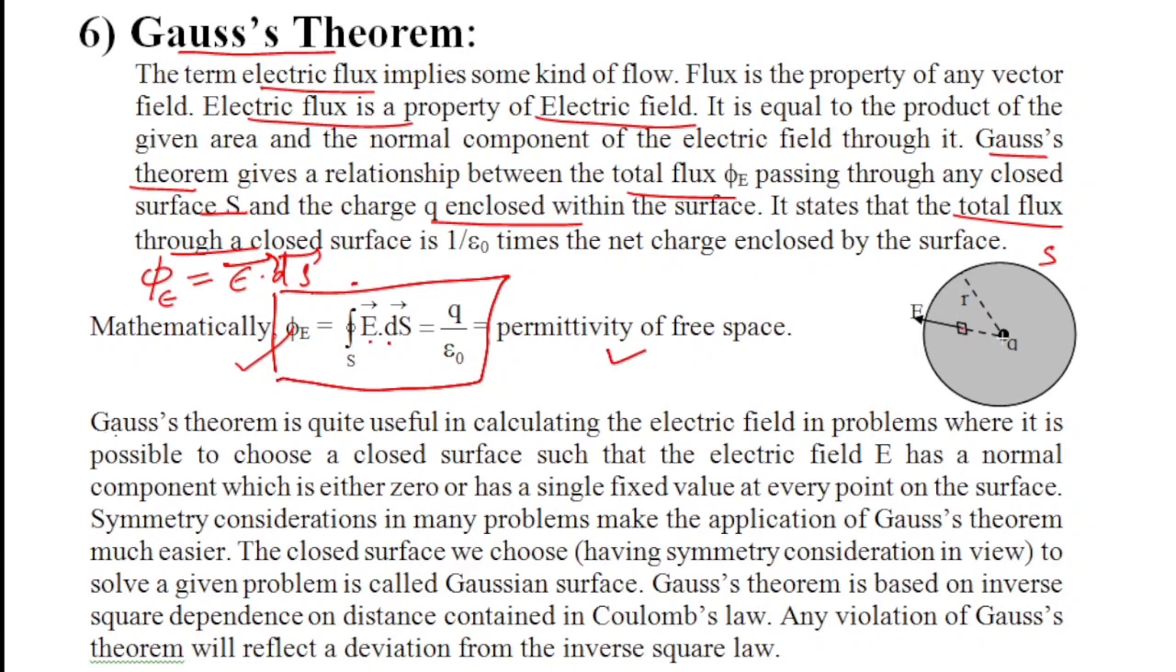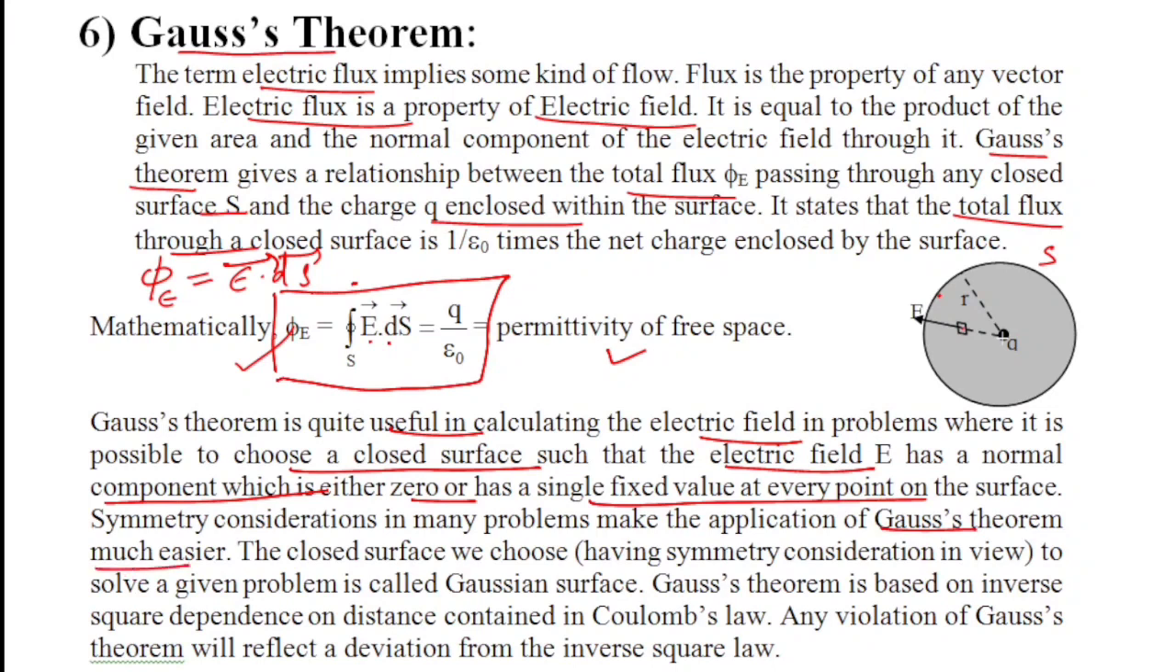Here it is written that Gauss theorem is quite useful in calculating electric field in problems where it is possible to choose a closed surface such that electric field E has a normal component which is either 0 or has a fixed value at every point on the surface. This is useful where we consider one closed surface on which electric field E is constant or 0. It means symmetry considerations in many problems make the application of Gauss theorem much easier.